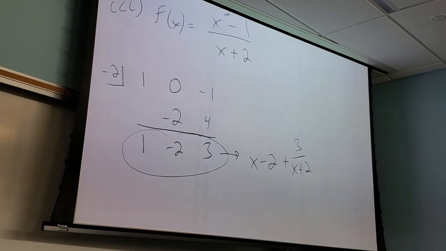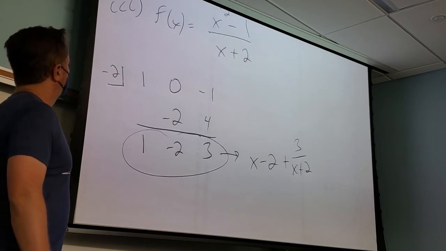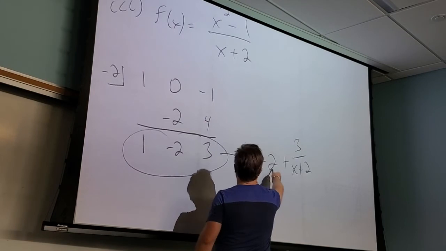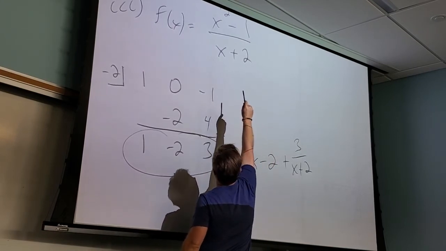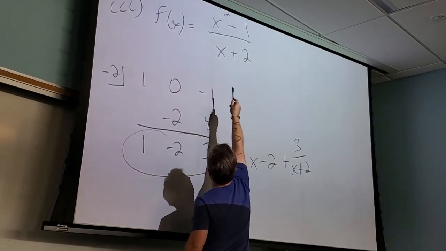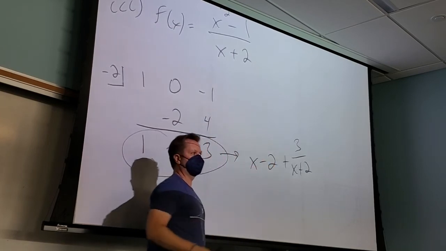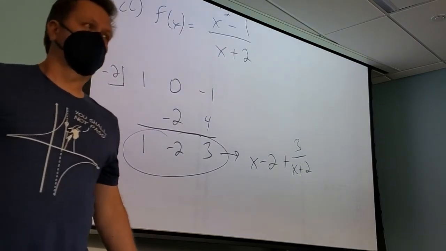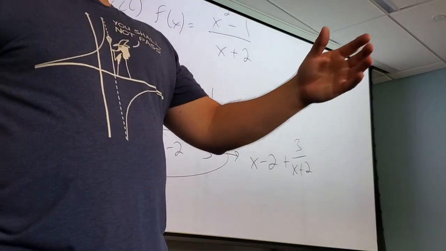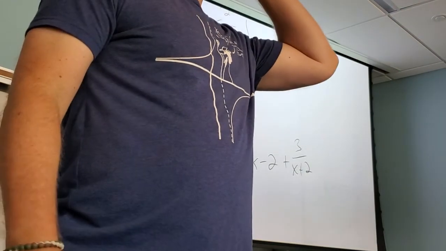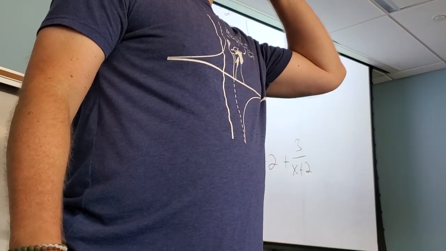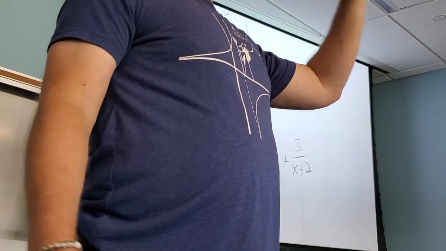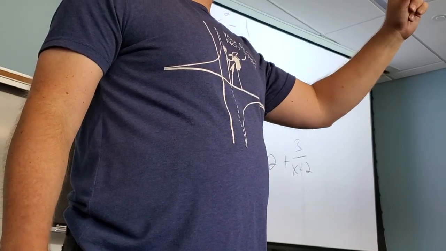Now, real quick, I just want to make sure you all understand what we just did. How does this compare to f of x? How does this relate to f of x, the original function? How do they relate? That is the answer of x squared minus 1 divided by x plus 2. Yeah, they're the same. They're equal to each other, right?